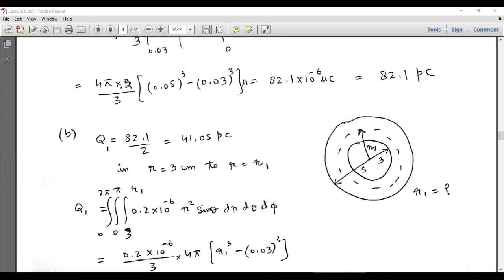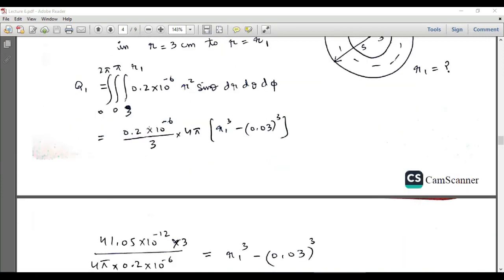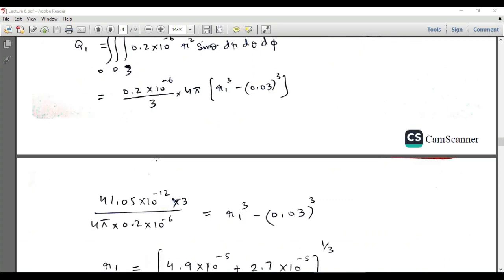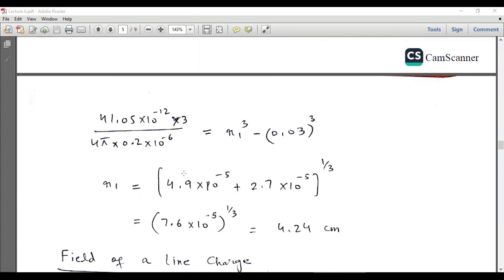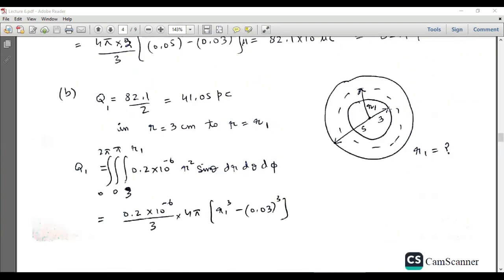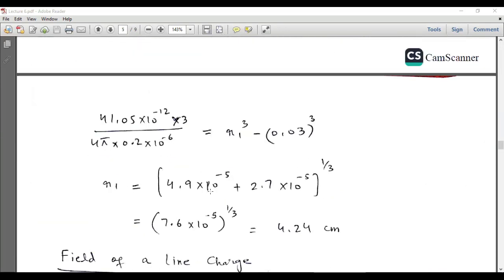So these will be the limits of integration, and after evaluating this integral, we will get 0.2 into 10 to the power minus 6 divided by 3 into 4 pi into this. So after rearranging this equation, we will get this expression, and r1 will be equal to this expression, and its power is 1 by 3. So when we evaluate this expression further, we will get r1 equal to 4.24 centimeters. So clearly 4.24 centimeter is lying between 3 and 5, so it means our answer is correct.